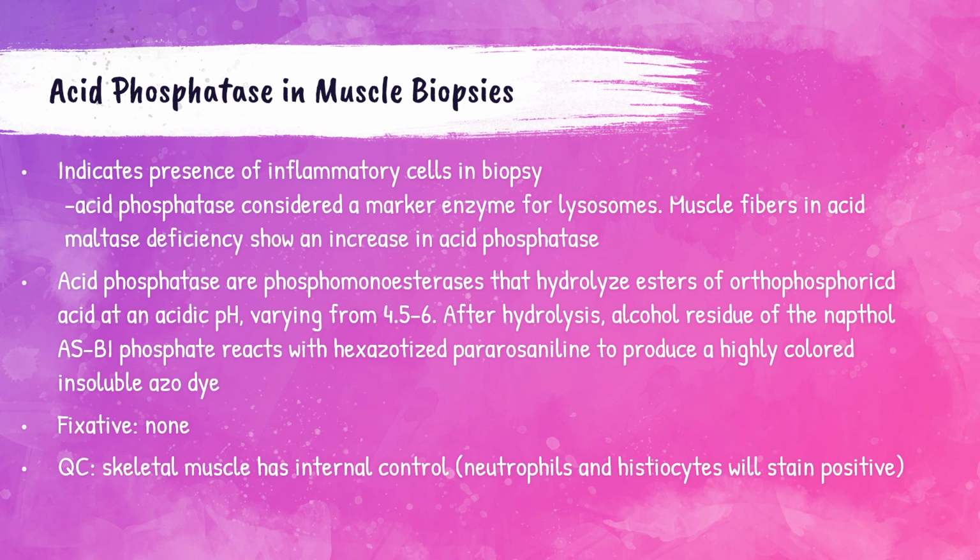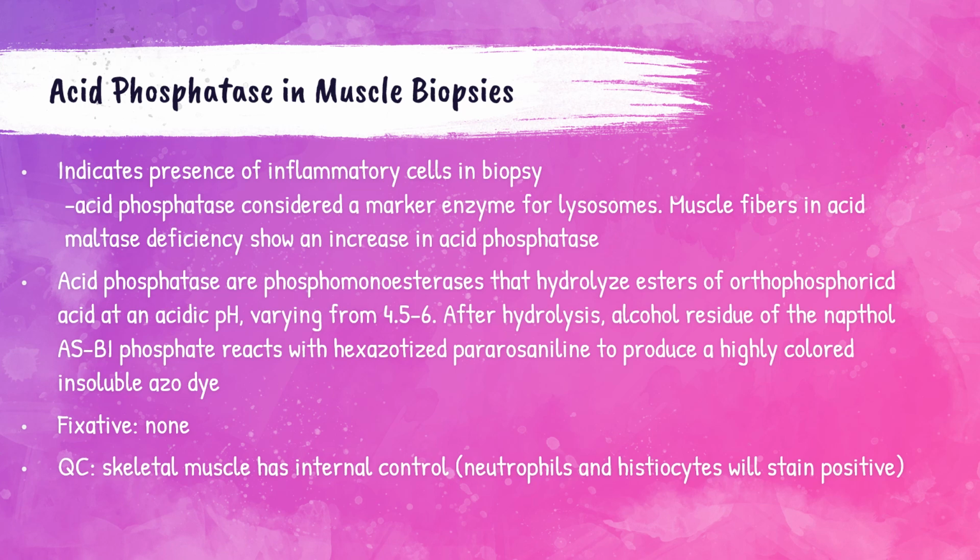The next method is acid phosphatase for muscle biopsies. This staining technique indicates the presence of inflammatory cells in the muscle biopsy specimen. Acid phosphatase is a marker enzyme for the presence of lysosomes. So muscle fibers in acid maltase deficiency can show an increase in the acid phosphatase level.